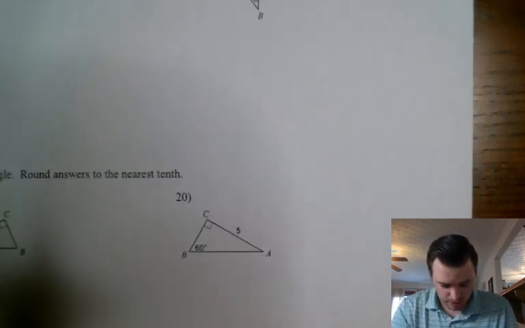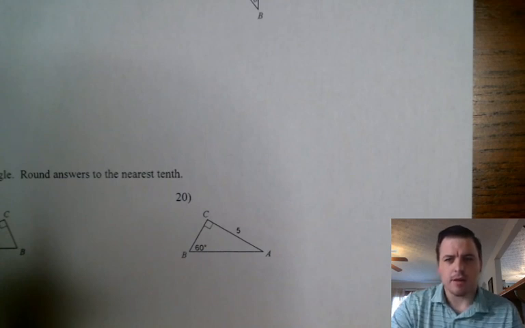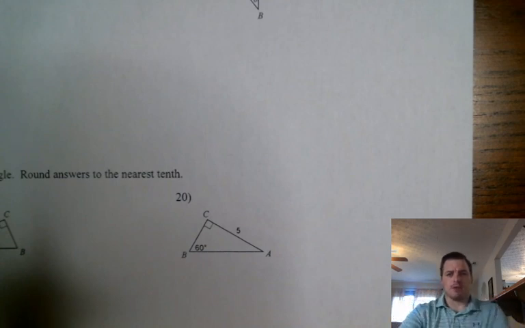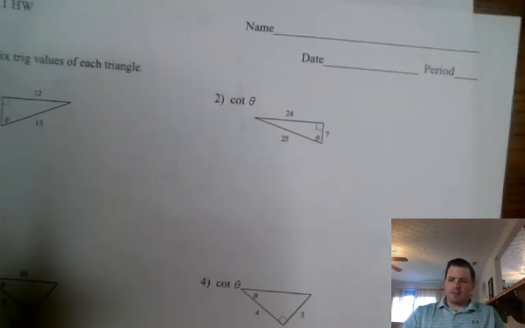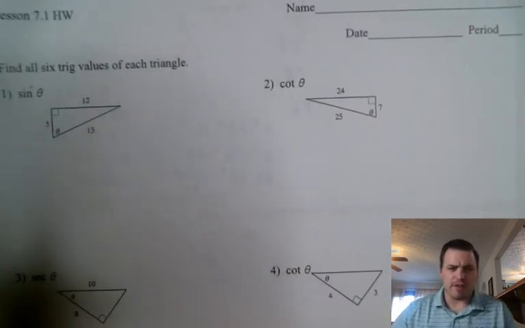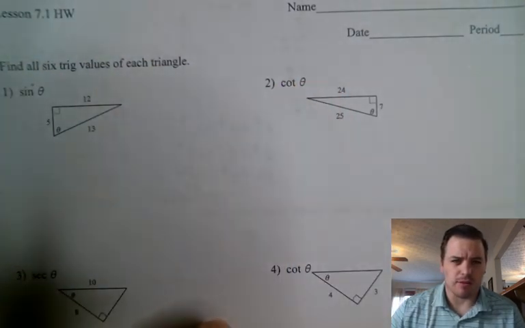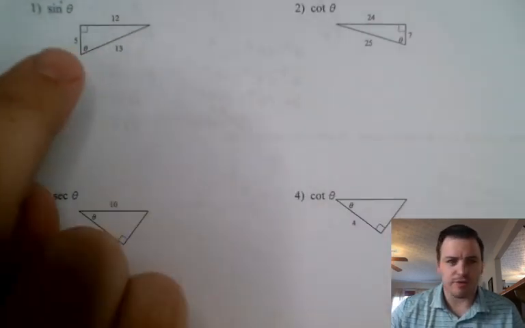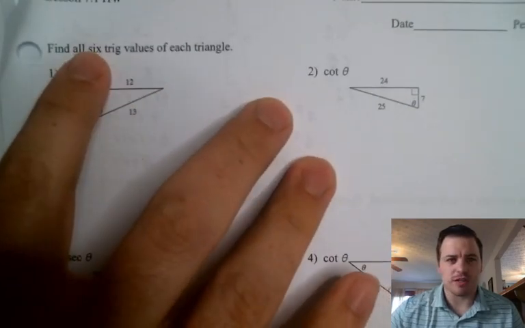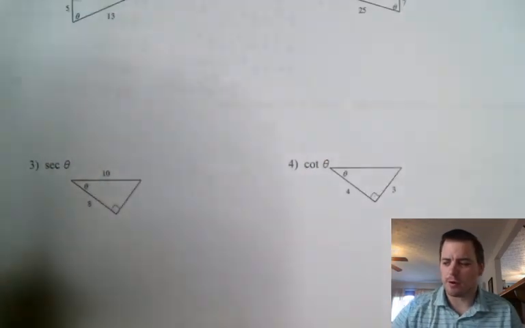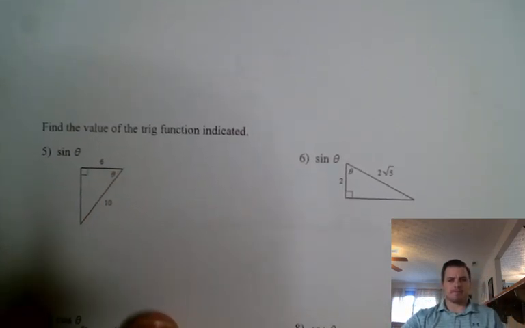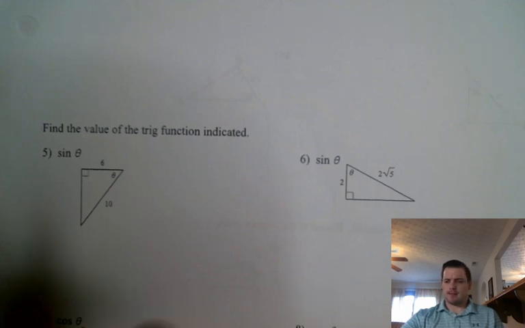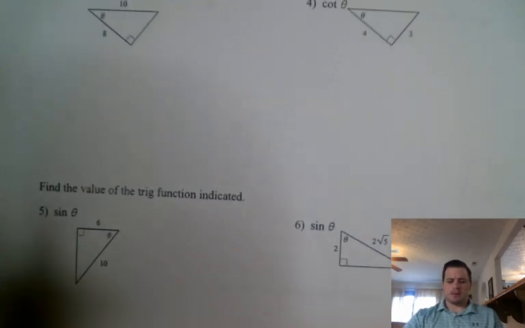Any other questions from this homework, guys? I know that this was a pretty hefty one, but not too terrible. Just to remind you guys, these first 4 problems said find all 6 trig values of each function. I meant to mark these little ones out, but make sure for number 1, 2, 3, and 4, you have all 6 trig functions, just like we did on the notes for those 4. The rest, you're just finding the single one. Okay? Make sure you have that.